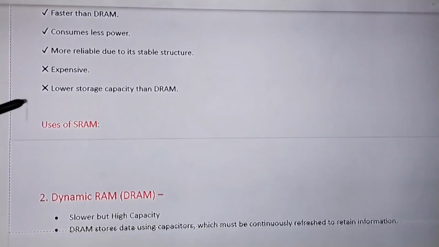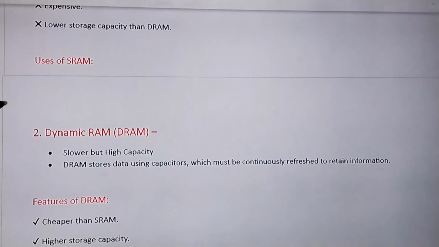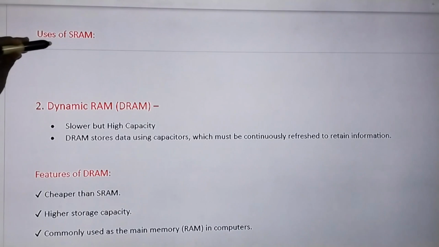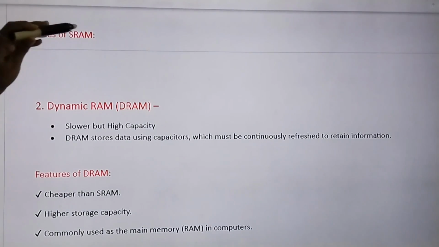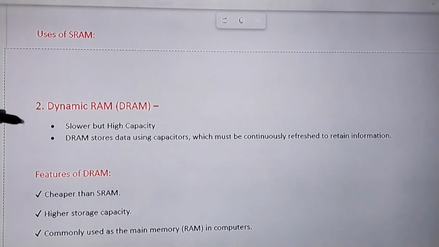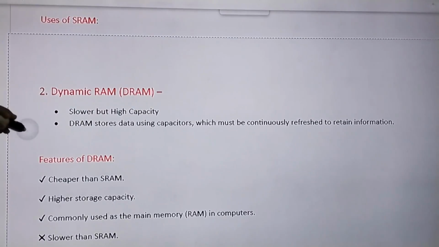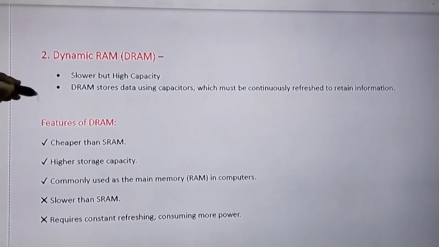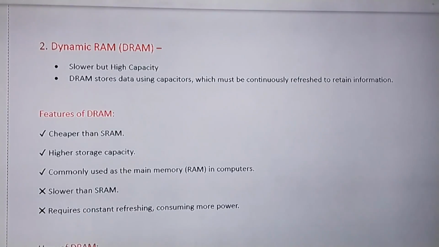The uses of static RAM are mainly in cache memory and registers in the CPU. I have not written it here, but the main use of static RAM is in cache, that is L1, L2 and L3 cache, and registers in the CPU are made up of static RAM. Now we come to the second type of RAM, that is dynamic RAM.